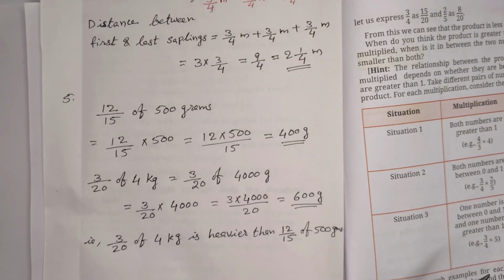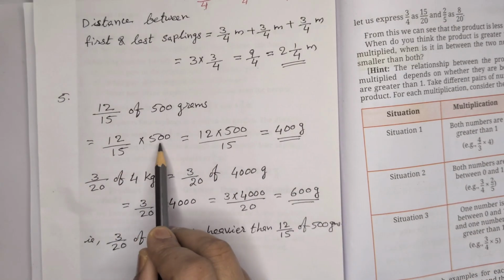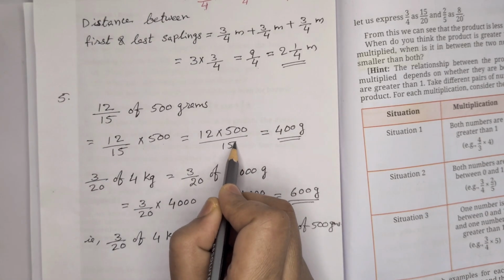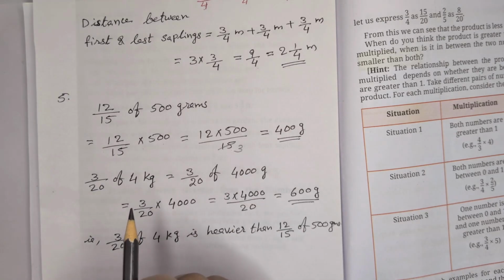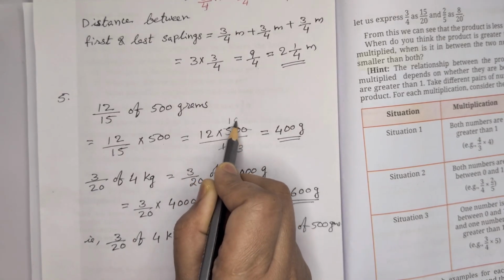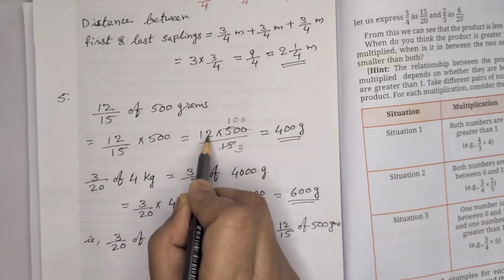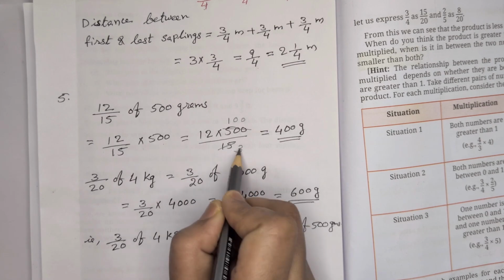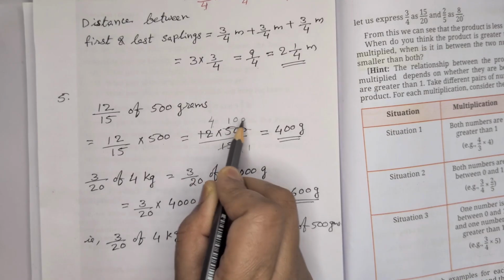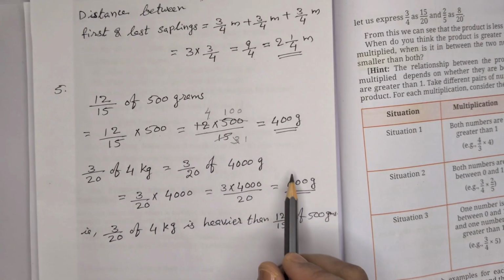Now the answer: 12 by 15 of 500 grams means 12 by 15 into 500, 12 into 500 by 15. Here we can divide by 5. 3 times 5 is 15, and 500 divided by 5 is 100. Then again 12 and 3, 3 is a common factor. 3 here one time, here 4 times. So 4 into 100, 400 gram. So this is the answer of the first part.